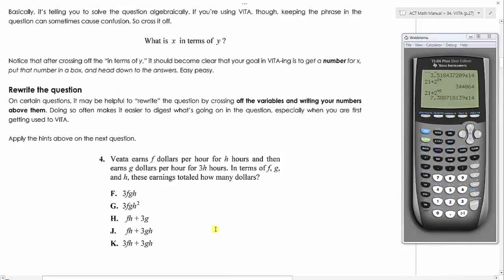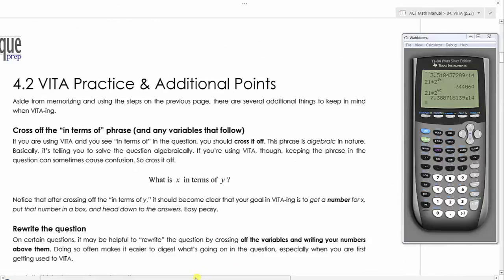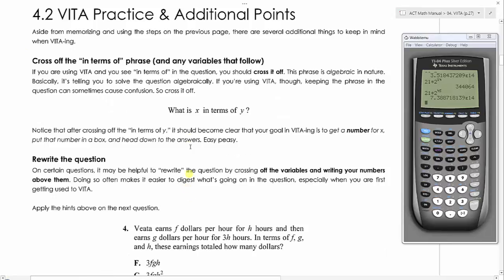So this is the following page, page 28. We've got VITA practice and additional points. So one additional point when we are VITA-ing is we will often see this phrase, this "in terms of" phrase. So you'll have "in terms of," and then you'll have a variable that follows. And short story here is that I want you crossing off the "in terms of" as well as the variable that follows. So that you are focused solely on this right here. This question is just asking what is X.